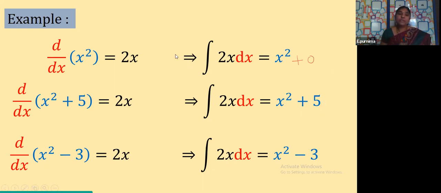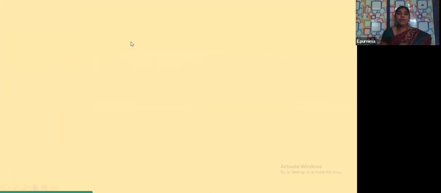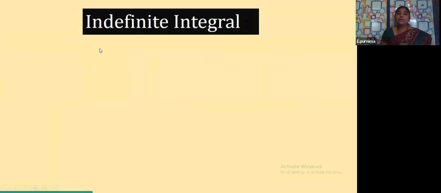Is it clear? So that constant means what? When you are integrating the derivative, you are getting back to the function, but there may be a difference in the constant. So this constant, how do you write here mathematically in the integration part? How do you write that constant? That constant is taken as c.